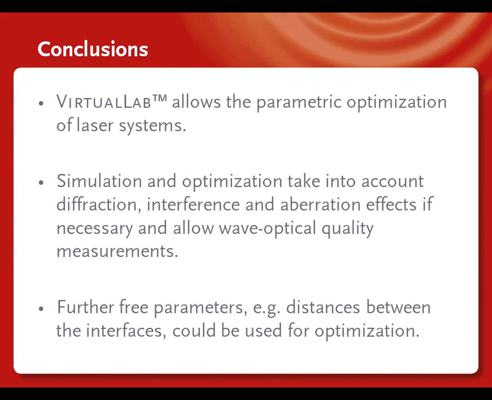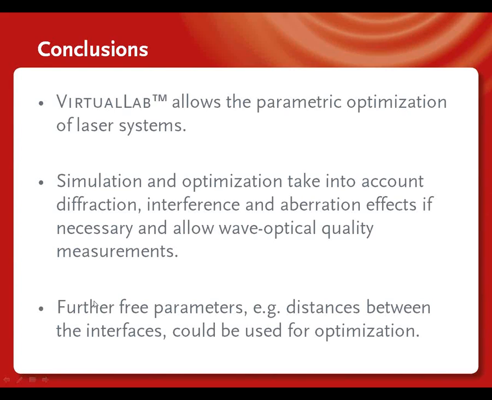This example demonstrates the application of the parametric optimization for the optimization of a laser system. The optimization takes into account diffraction, interference effects, aberrations, and if required also polarization. And sure, you can also define merit functions that need access to amplitude, phase, or polarization. Those are typically the merit functions that are really of interest for your laser system or for your application.